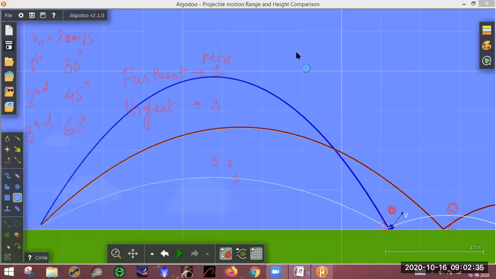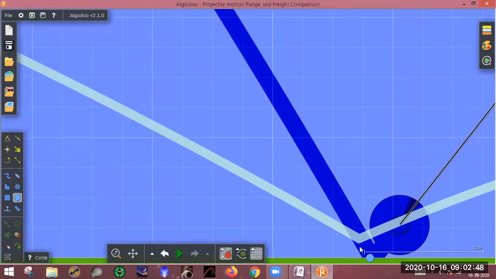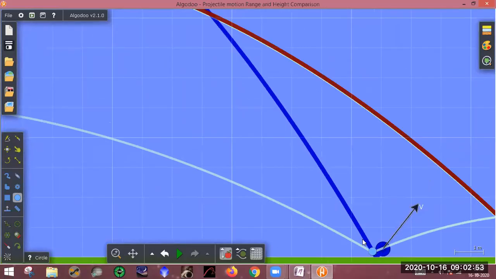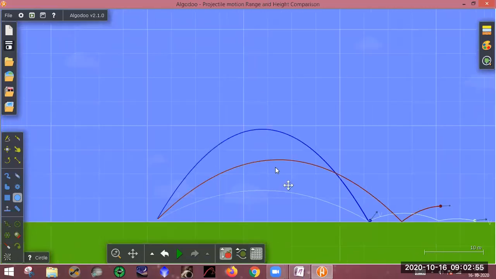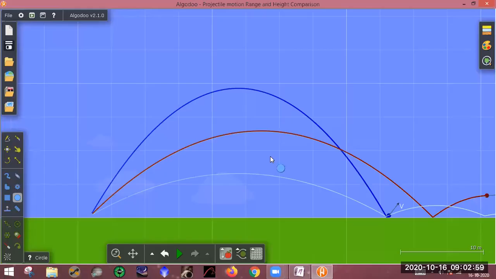Yes, exactly, they will land at the same place. 1 and 3 are at the same place. Have a look. I hope that is clear. 1 and 3 are at the same place, right? 2 is farthest. Now this actually happened because the angles were complementary.